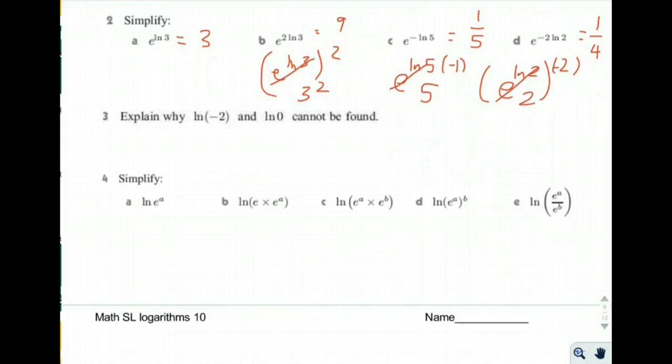Explain why log of -2 cannot be found. Well, remember, negative numbers, they don't go to the land of log. So no logs for negative numbers. Okay, what about log 0? Why isn't there a log 0?